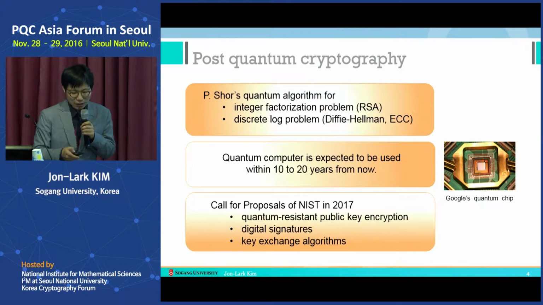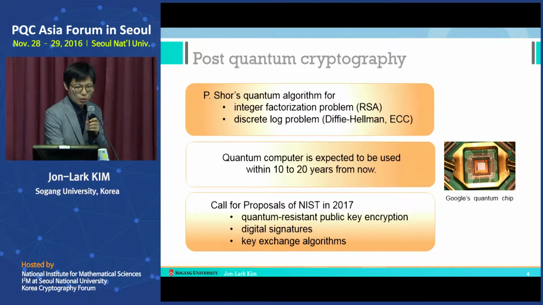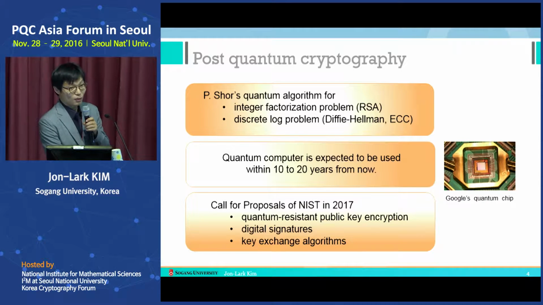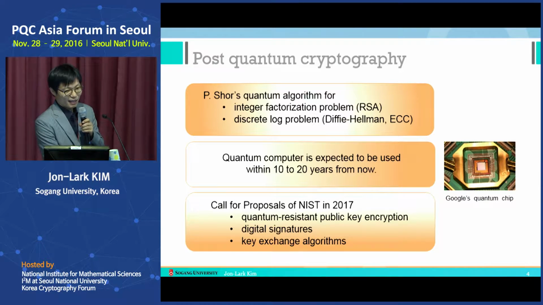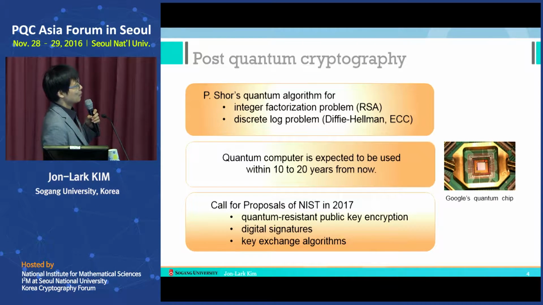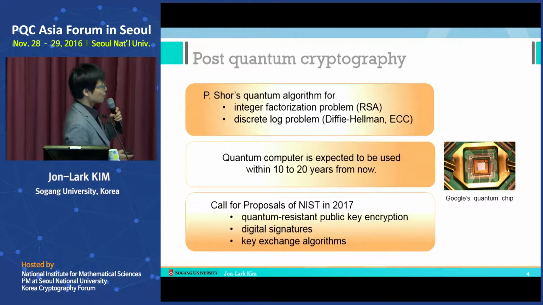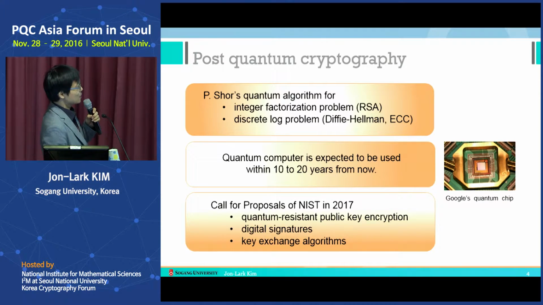As you know, Peter Shor, who was originally a coding theorist, gave a quantum algorithm to solve these two famous problems. Therefore, RSA and Diffie-Hellman key exchange, or ECC, will be broken under a quantum algorithm. So that's why people try to find a new cryptosystem avoiding these mathematically difficult problems.